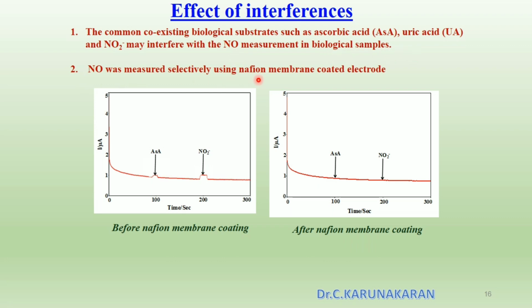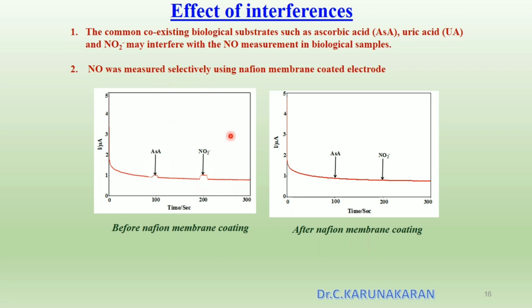Therefore, we have used a Nafion membrane. For example, even in a glucometer, the glucose oxidase modified electrode is covered with a Nafion membrane or any membrane, so that only glucose can pass through the membrane, not the blood. When you place a drop of blood on the glucometer, if the blood sticks to the enzyme, the enzyme will not be active.